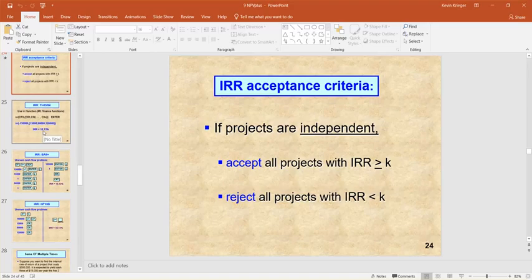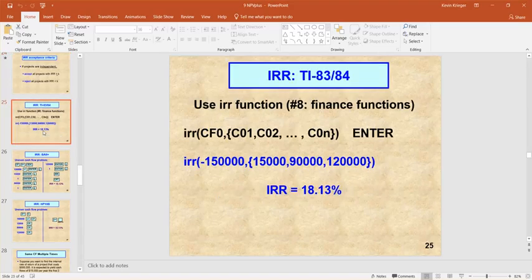The actual keystrokes in a calculator to do IRR are really similar to NPV. If you got a TI graphing calculator, it's in the same area. It's the apps button, then 1 for finance, right? But number 8 is hidden.